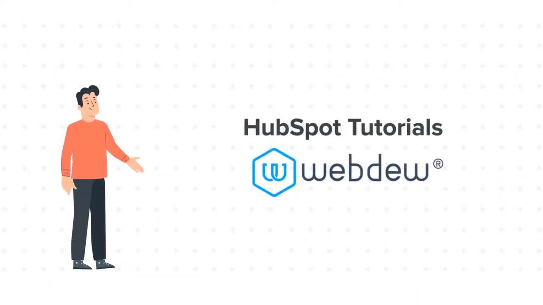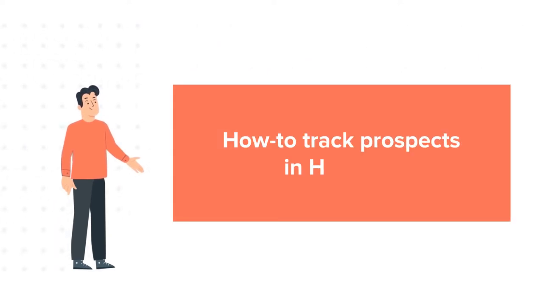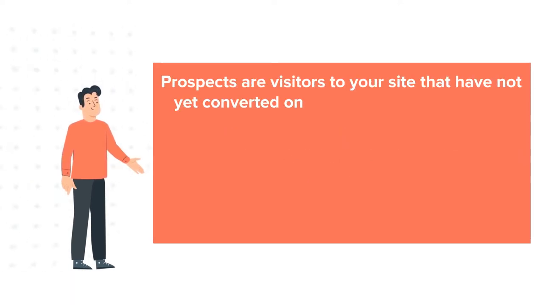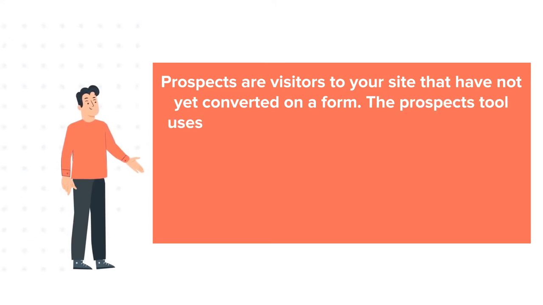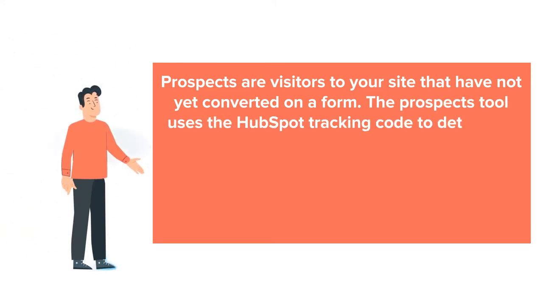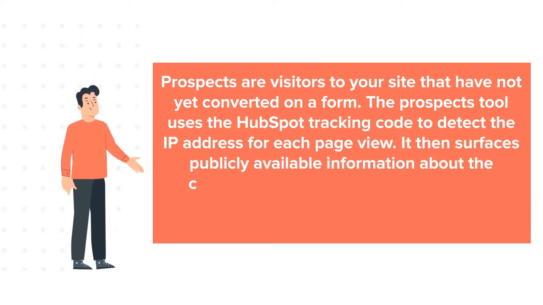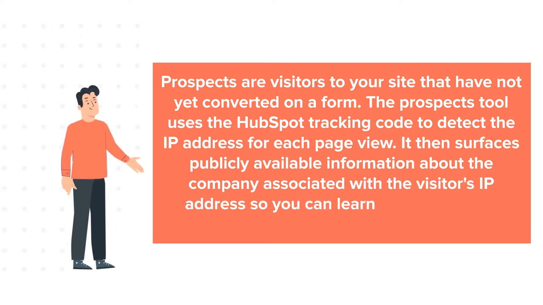This is Bob and our today's tutorial is about how to track prospects in HubSpot. Prospects are visitors to your site that have not yet converted on a form. The Prospects tool uses the HubSpot tracking code to detect the IP address for each page view. It then surfaces publicly available information about the company associated with the visitor's IP address so you can learn more about the visitors to your site.